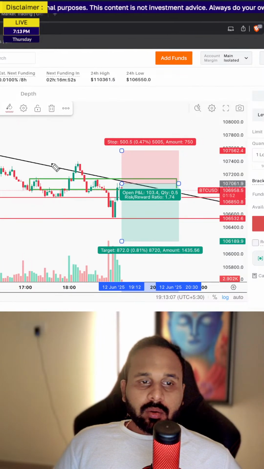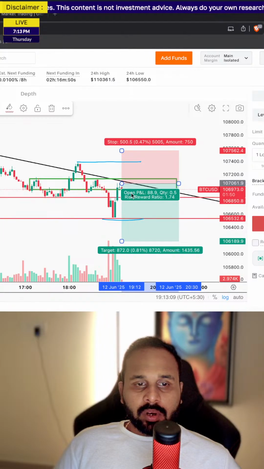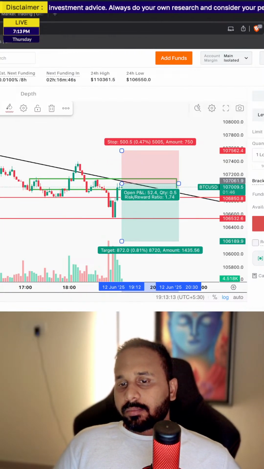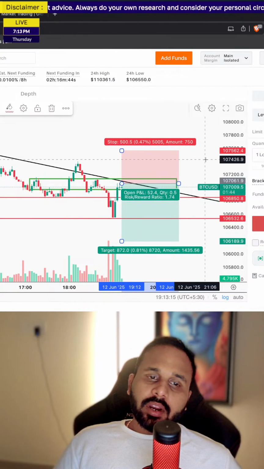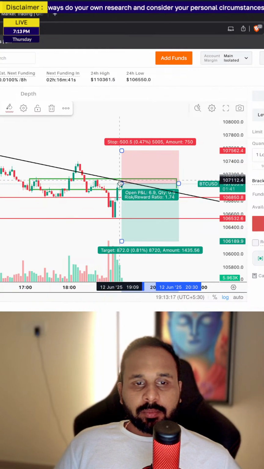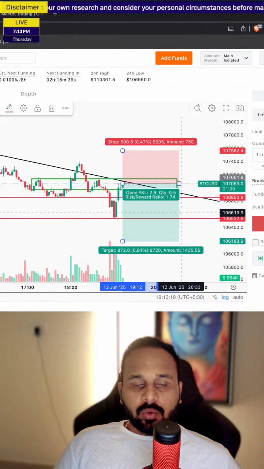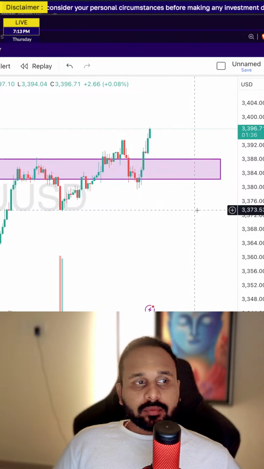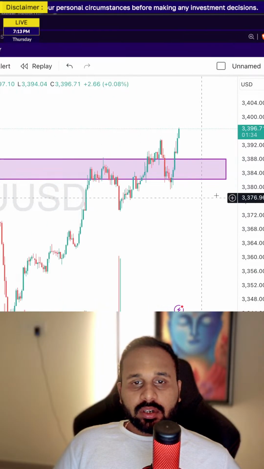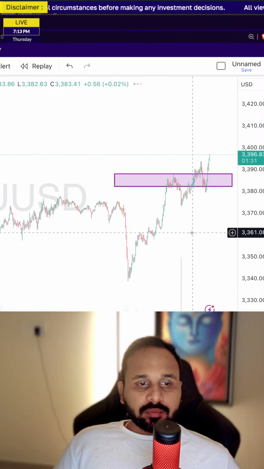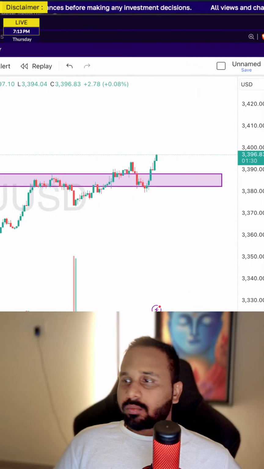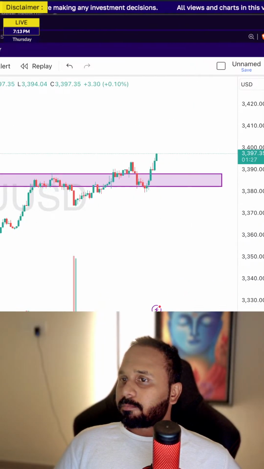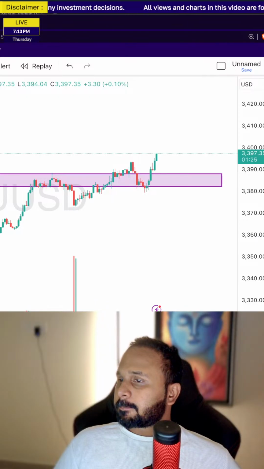It's not breaking the upper level or lower level. It is just in between. So we will wait. Let the market decide where it wants to move next. Based on that, we will look for any opportunity. Gold, continuously it's moving. Gold as of now, let me see in case.